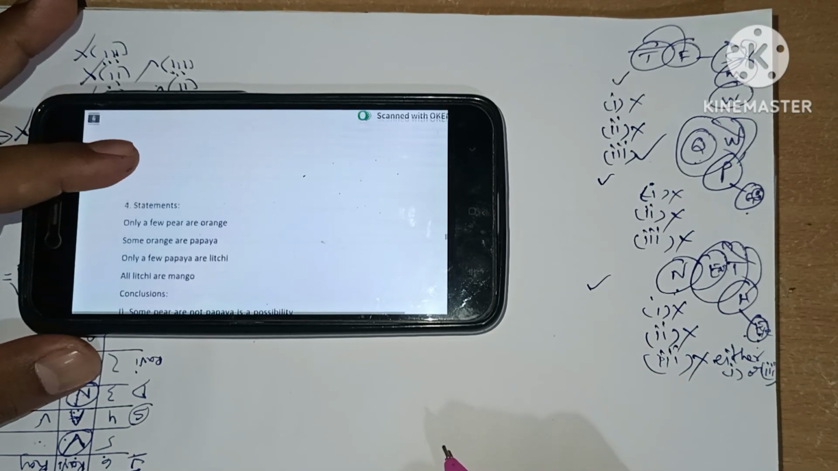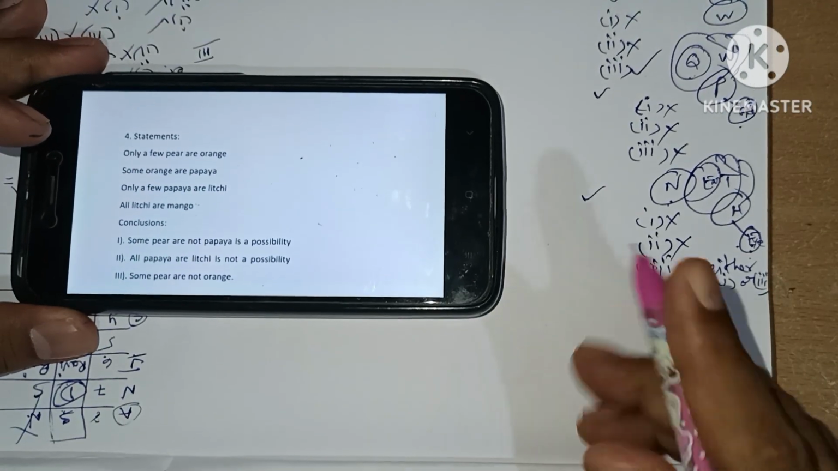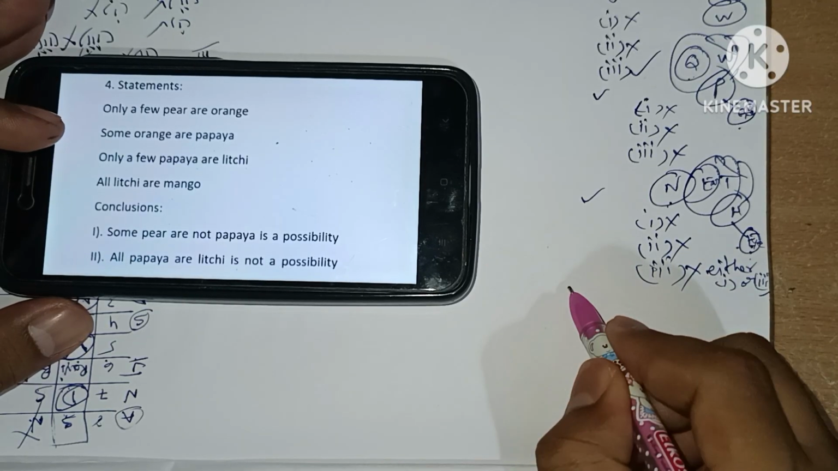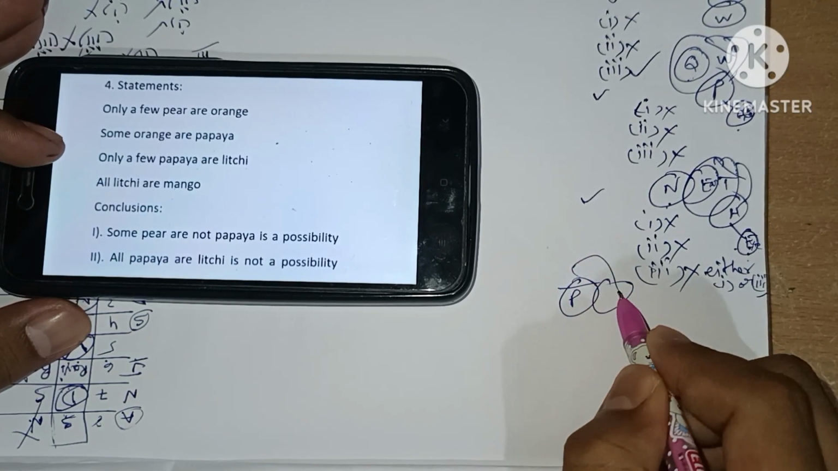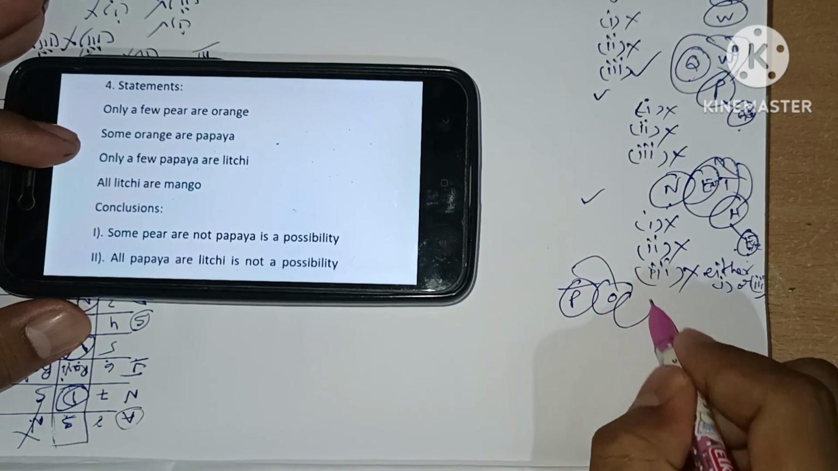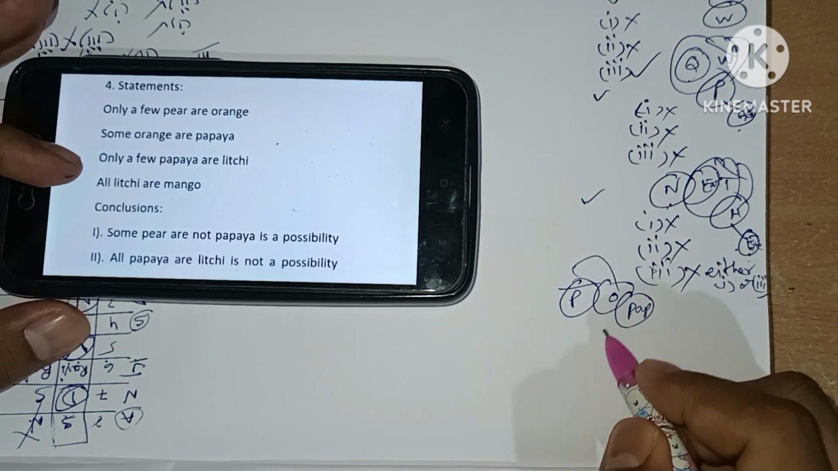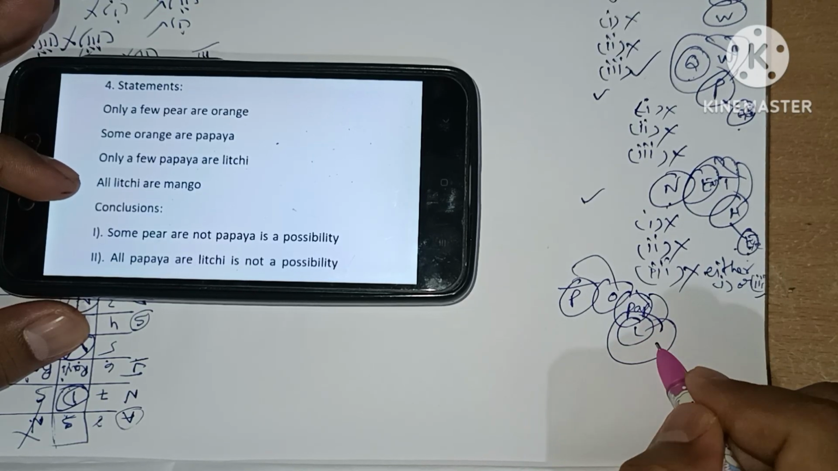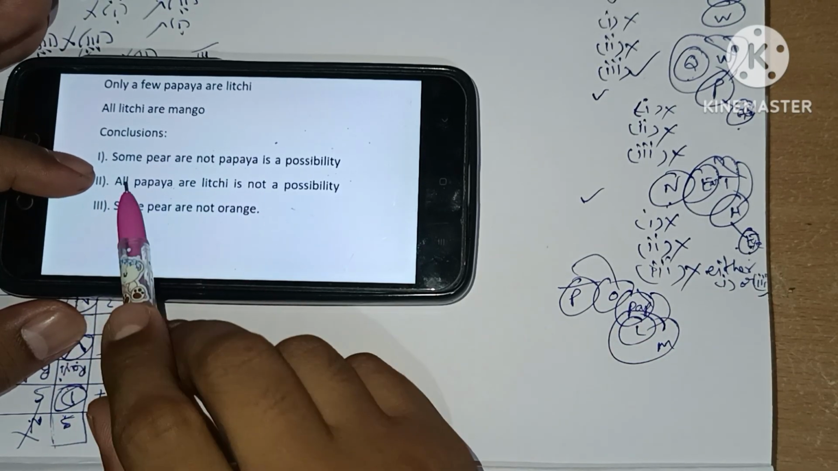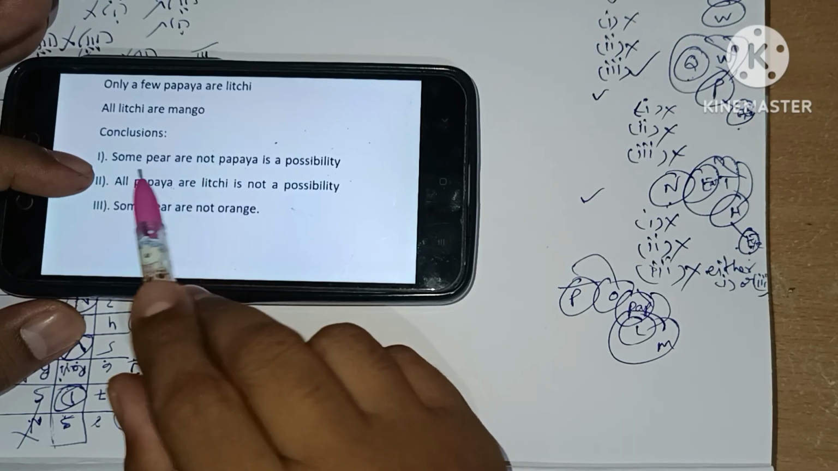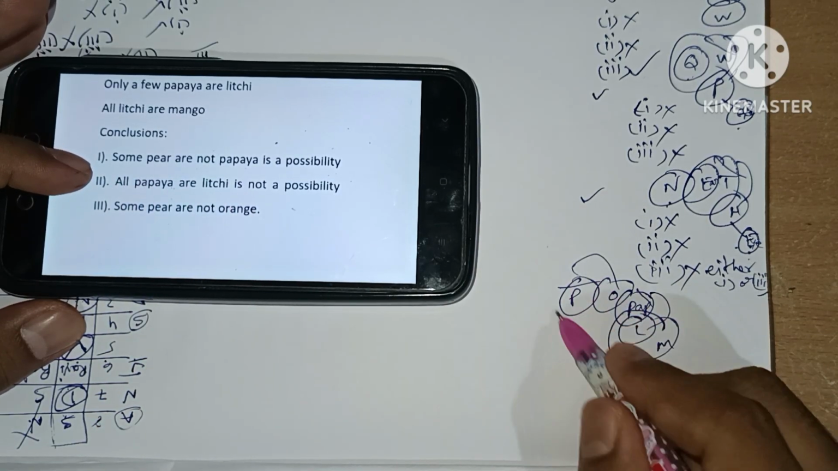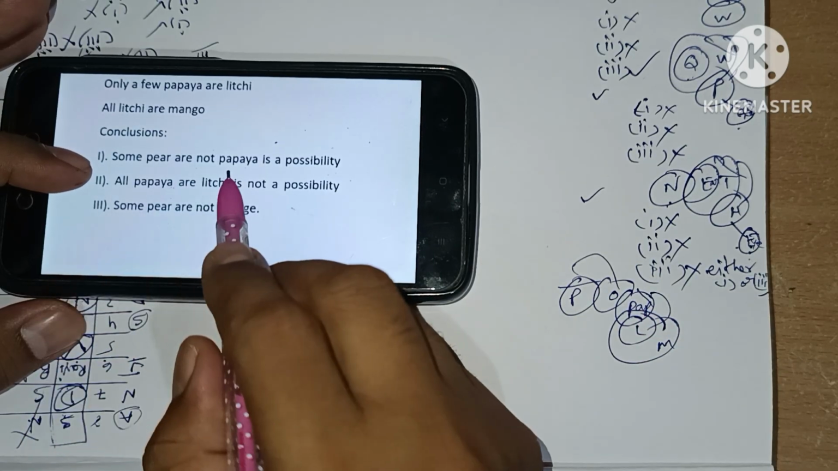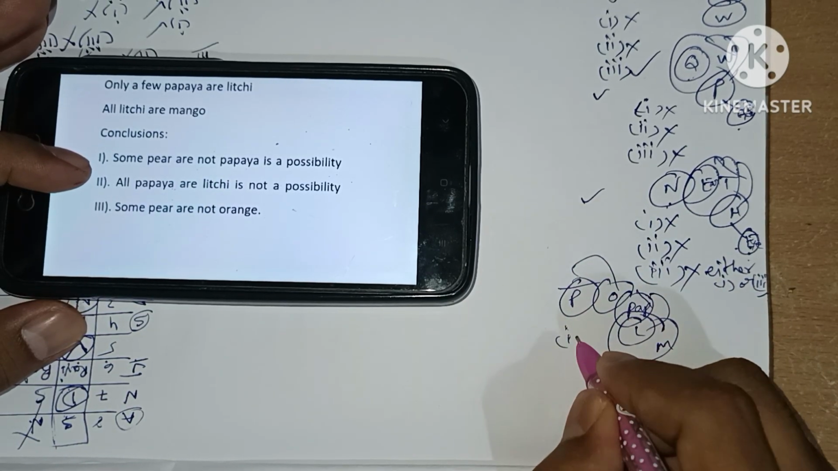Next one, fourth question. Only a few pears are orange. Some orange are papaya. Only a few papaya are lychee. All lychee are mango. Conclusions. Some not. So all pear can be papaya. All pear can be placed inside papaya. It is possible. All case possible means some not case will be false. False is a possibility means first one is true.